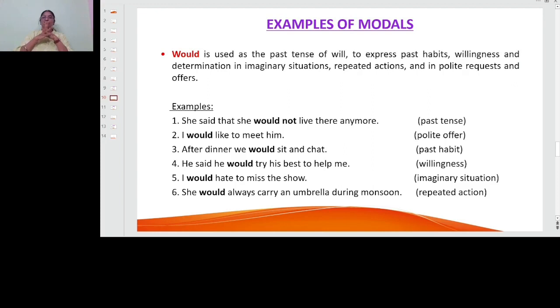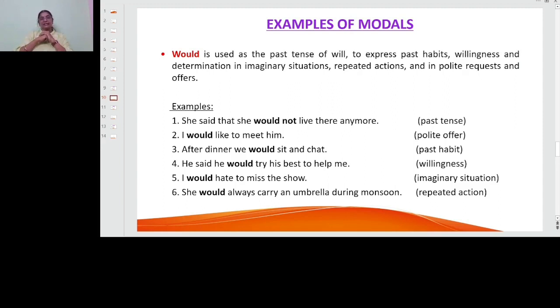After dinner, we would sit and chat. That we used to do. So we would sit and chat that time. But now, no time. Everybody is busy with their laptops. So that time, after dinner, we would sit and chat.